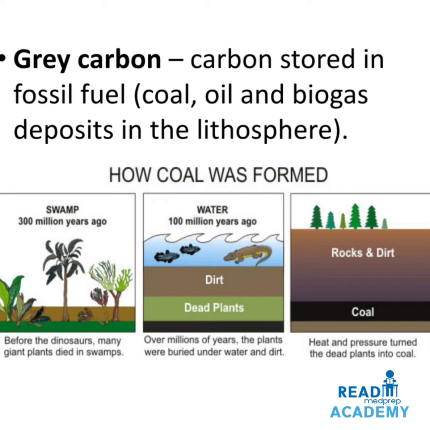What is grey carbon? Carbon stored in fossil fuels like coal, oil and biogas deposits in the lithosphere. How is coal formed? In swamps 300 million years ago, before the dinosaurs, many giant plants died in the swamps. About 100 million years ago, the dead plants and animals were buried underwater, and in the right image you can see the heat and pressure turn the dead plants present in the terrain of the land into coal.